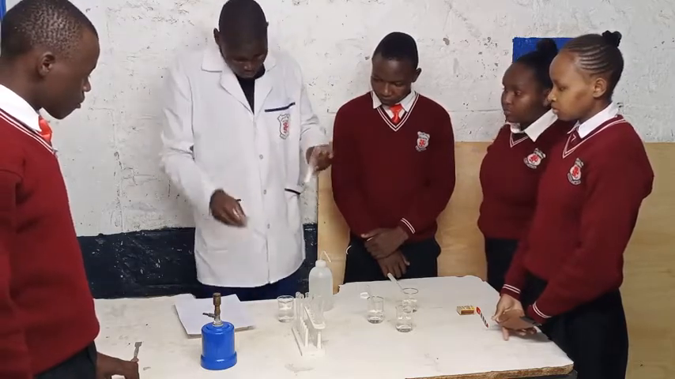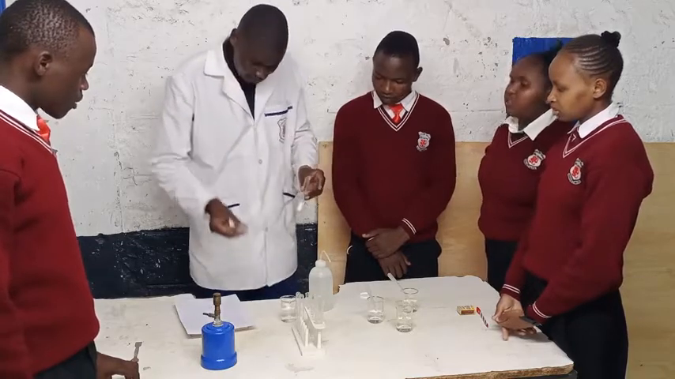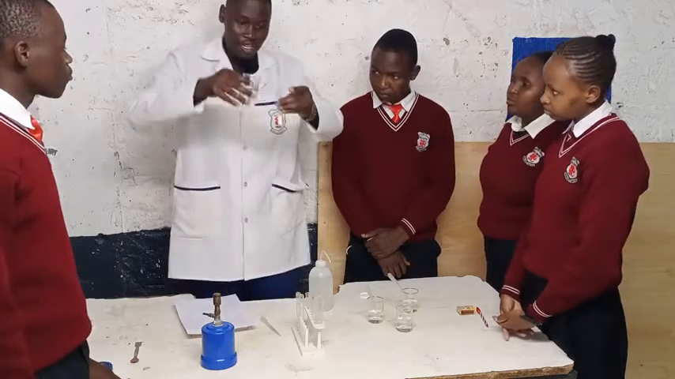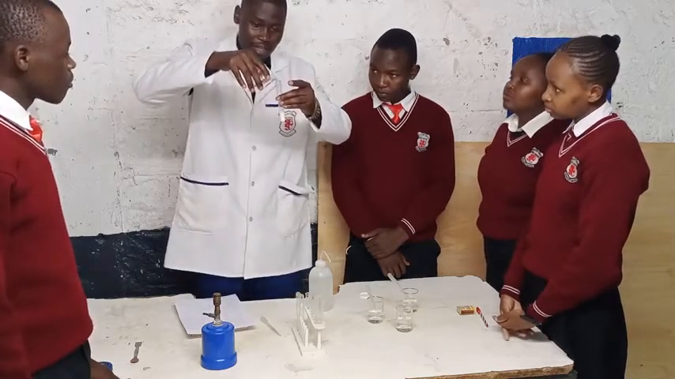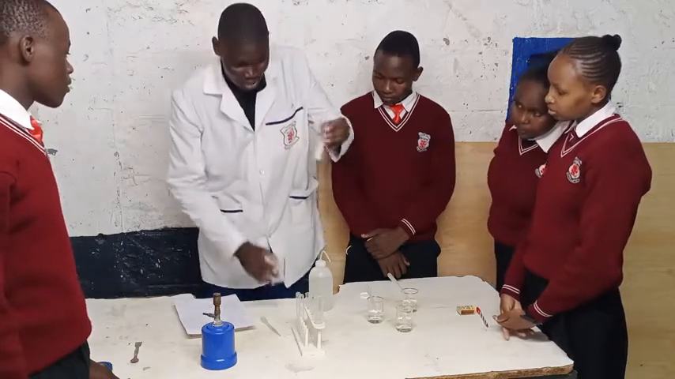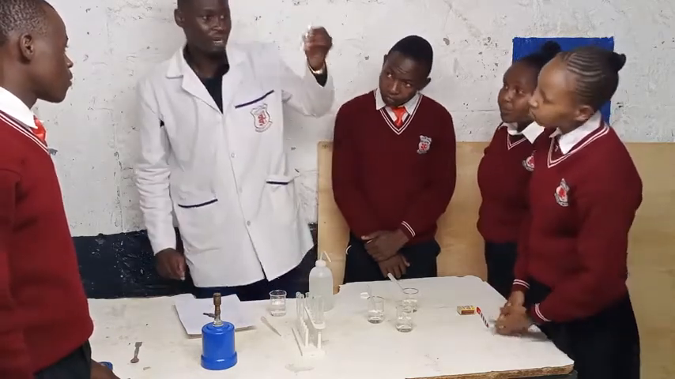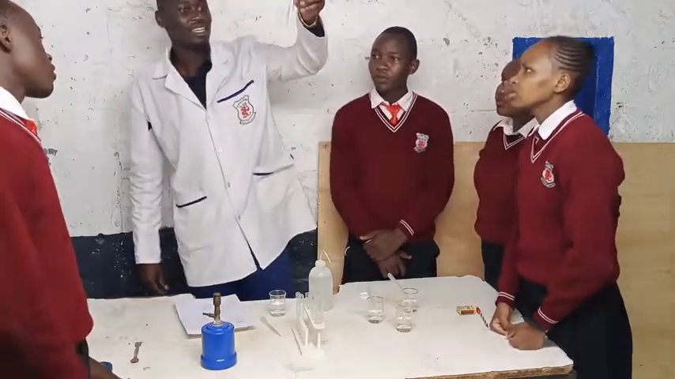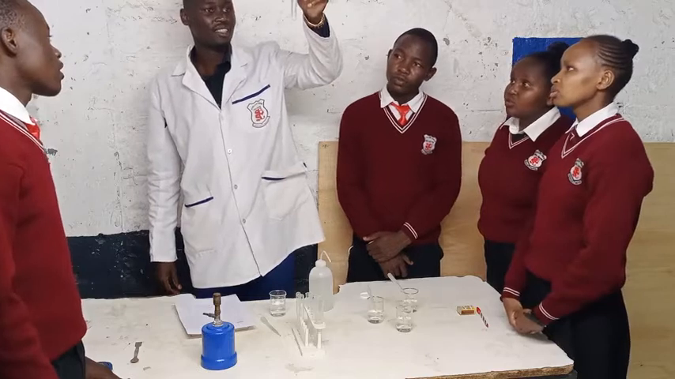We add until in what? In excess. Until in excess, you can even pick it like this and pour. Are you seeing that? Now this one is in excess. But we are seeing that it is now dissolving. In excess, it dissolves to form a colorless solution.